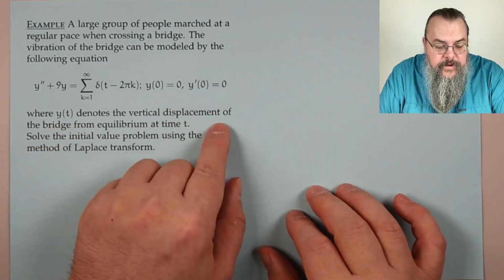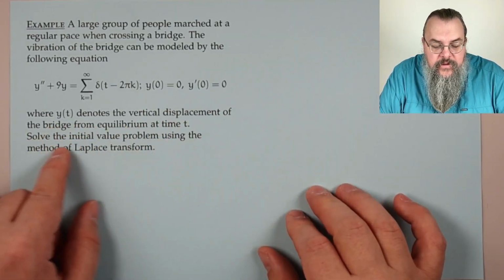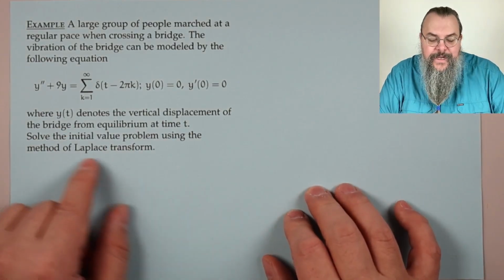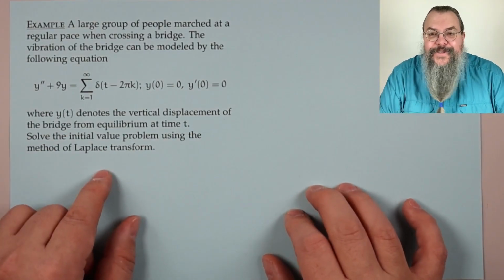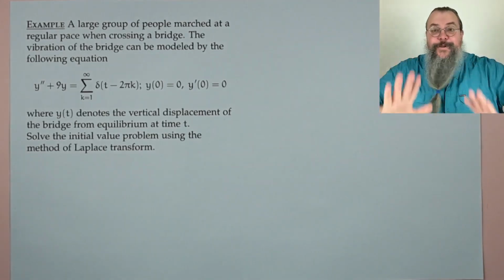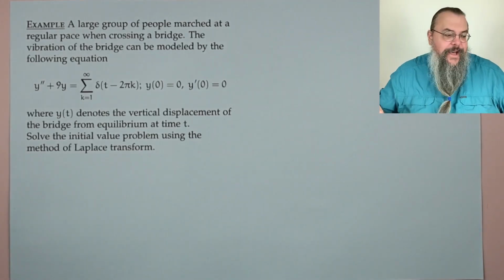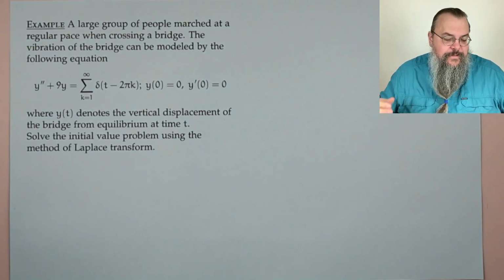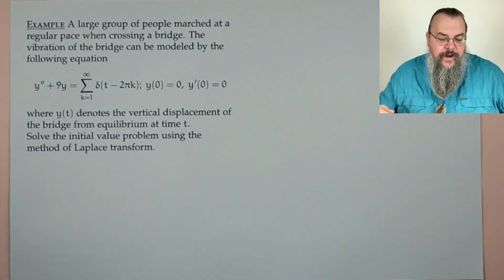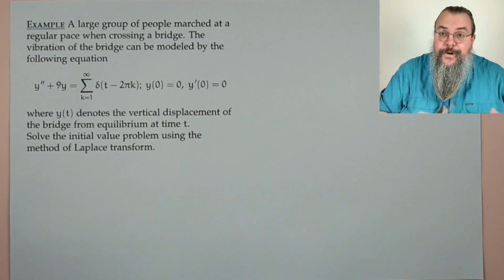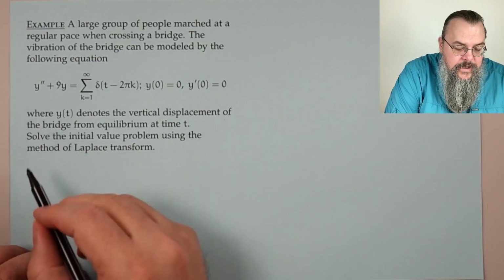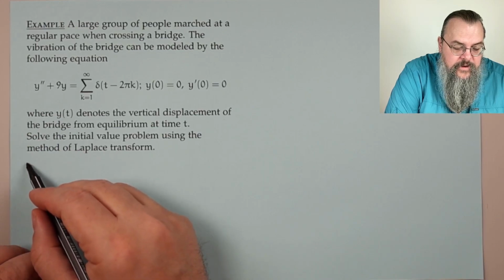So y of t is the vertical displacement, and solve the initial value problem using the method of Laplace transform. As soon as you see delta, it's like you're doing Laplace. There's just like no way that you're not doing Laplace. It's just so much simpler and easier to follow. So we're going to do it. Now, what do we have? Well, we do our process.